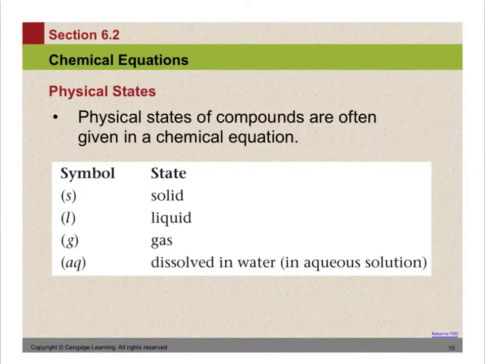Whenever we write an equation, we always need to indicate the state. The molecules and the atoms inside a solid behave differently than the atoms and molecules inside liquids and gases. So we need to indicate that with a subscript, and then in parentheses our letter. S for solid, L for liquid, G for gas, and AQ, which means aqueous, or dissolved in water. So typically you're going to find our ions, such as sodium, chloride, nitrates, acetates, dissolved in water. And you're going to have a little AQ after them.